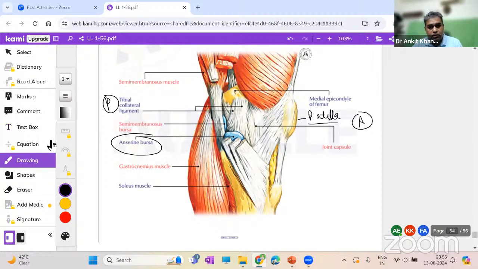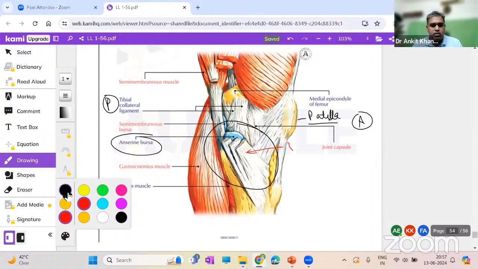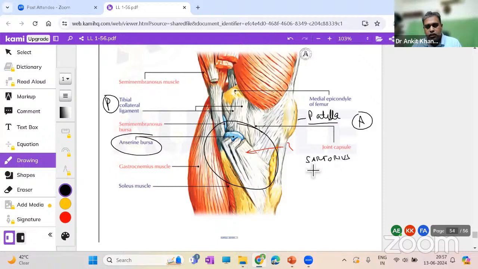Now, a question might come. They might give you this area in the exam, and they might put an arrow over any muscle and ask which muscle is this. So the 3 muscle names I gave when we discussed the pes anserinus: that was sartorius, then there was gracilis, and then there was semitendinosus.